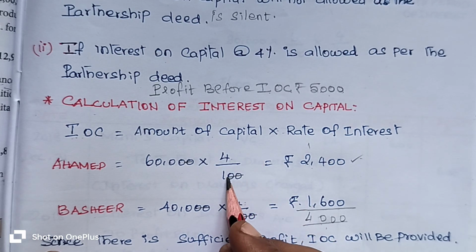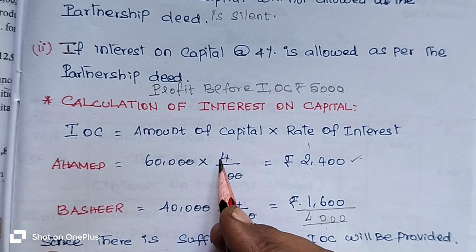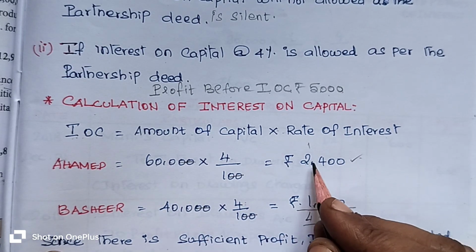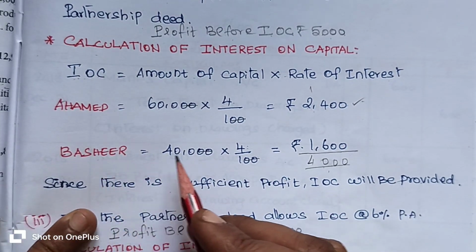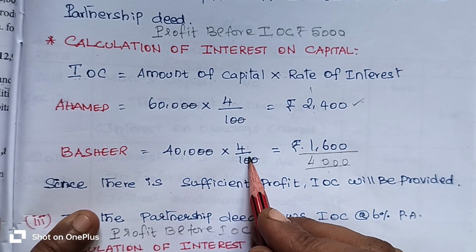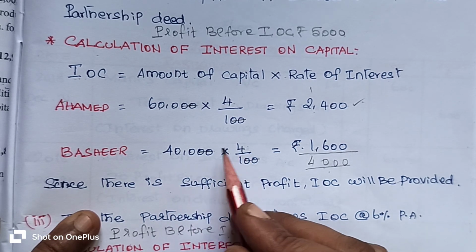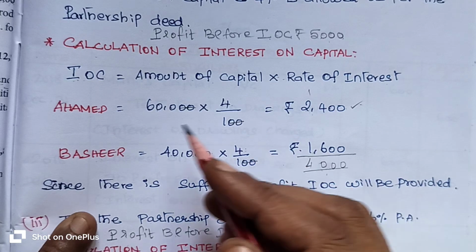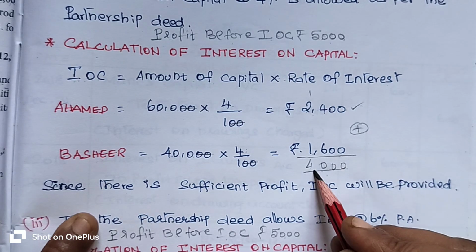Okay, 4%. So this 00 is to be cancelled for this 00, remaining 600 we have. 600 into 4, 6 4s are 24. These 00 are to be added here. So 2,400 is the interest on capital for Ahmad. Then Bashir's capital is 40,000 rupees at the rate of interest 4%, means 4 by 100. After cancelling the 00 for the 00, remaining we have 400 into 4. 4 4s are 16. These 00 are to be added here. What is the total interest on capital for Ahmad and Bashir? 2,400 plus 1,600, you get 4,000 rupees.